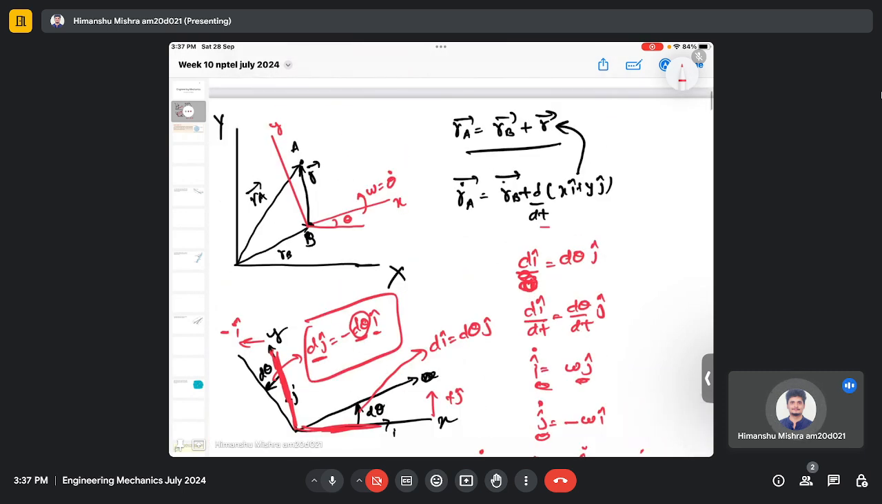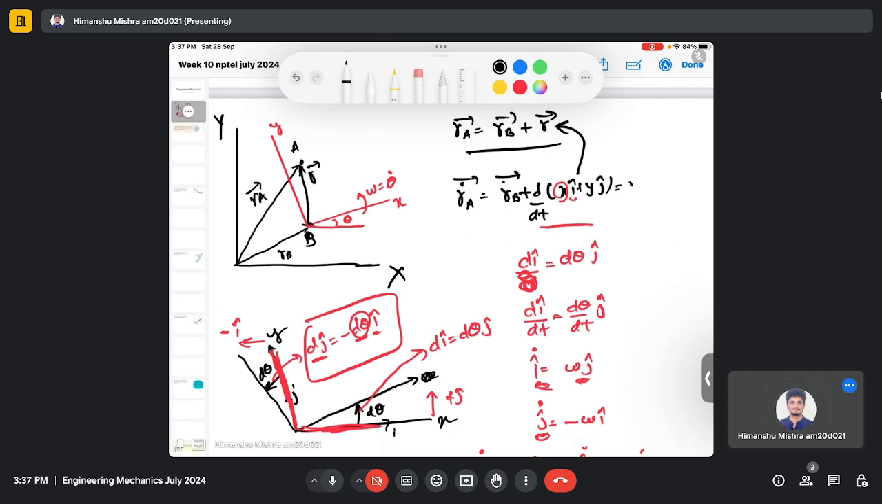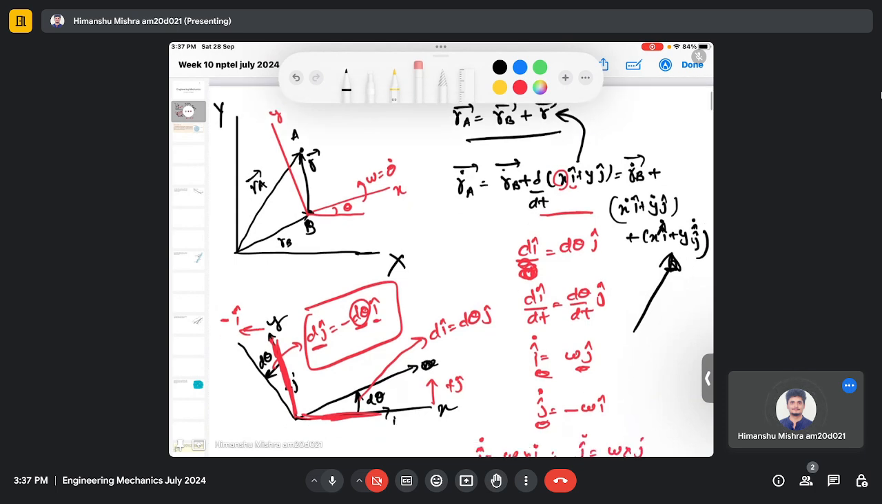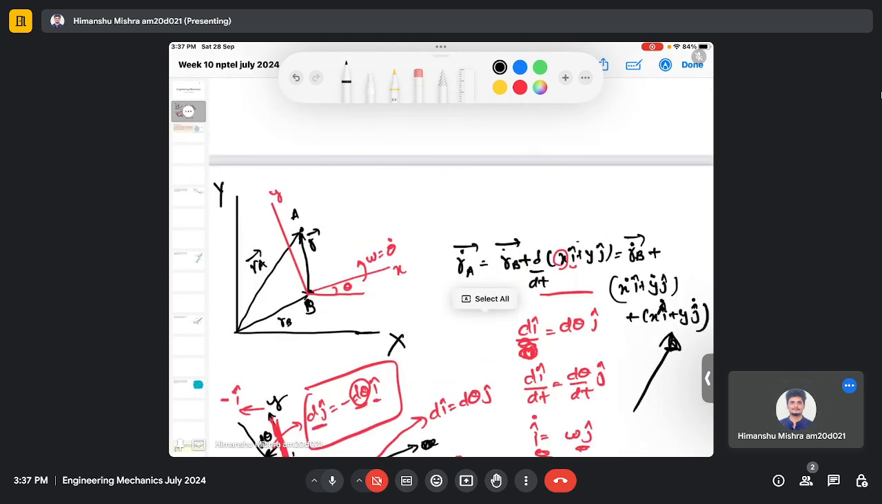If I want to differentiate this part, I need to differentiate with respect to x as well as with respect to i cap. So it will be r dot b plus x dot i plus y dot j plus x i cap dot plus y j cap dot, right? Now I can substitute the i cap dot and j cap dot expressions, and on substitution I can write the expression for velocity. This will be my expression for velocity.